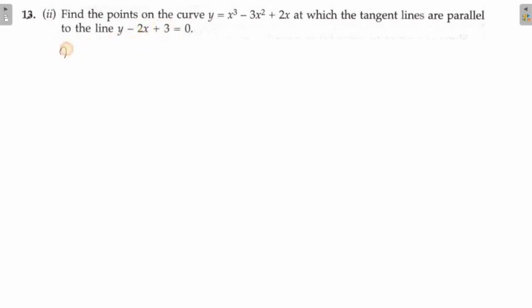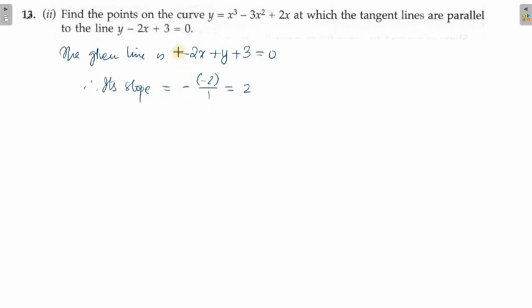The given line, written in general form, is minus 2x plus y plus 3 equals 0. Therefore its slope will be equal to minus a by b. A is minus 2, b is 1, so the slope is 2. So basically the question is asking you to find the points on this curve at which the slope of the tangent will be exactly 2. So kindly complete the sum by yourself.